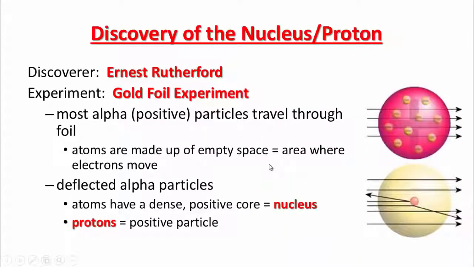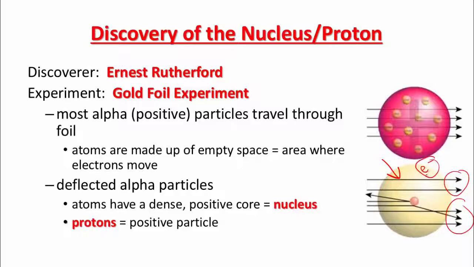Okay. The reason about the traveling through here, most of those positive alpha particles travel through, like these arrows here and these ones here, is because most of an atom is actually made of empty space. The yellowness here represents empty space where nothing really is. We now know the electrons go in that empty space there, but it's mostly empty space.